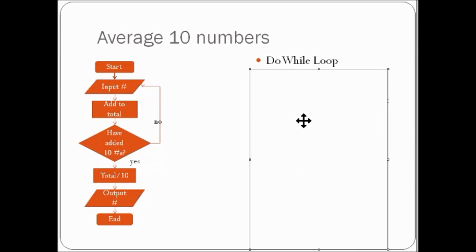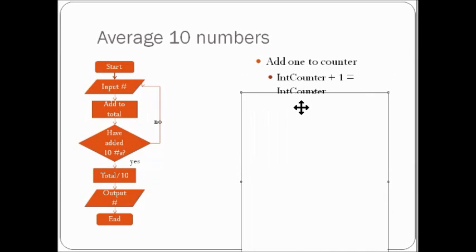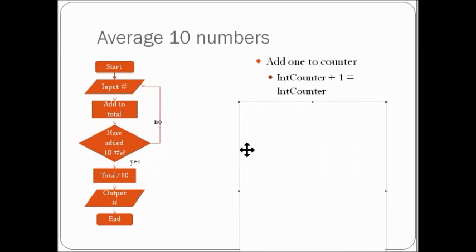So now we can decide which loop we're going to use. So now I'm here, right? And I add 1 to the counter. That step's not shown here. But when you check if he's added 10 numbers, you would add 1 to the counter. Actually, you do it up here. After you add to the total, you'd add to the counter. And int counter usually you would express that as int counter plus plus, and that means int counter plus 1 is equal to int counter, okay?